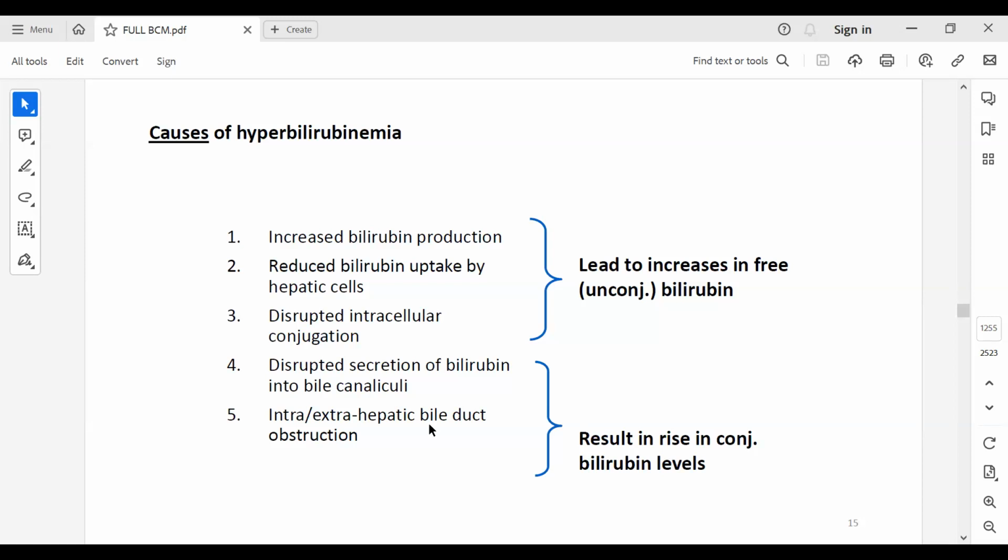Factors which will increase conjugated bilirubin are disrupted secretion of bilirubin, if there is a blockage in the bile canaliculi. So after it has conjugated and there is a blockage, then there'll be an increased level of conjugated bilirubin. And also if there is an intra or extrahepatic bile duct obstruction.